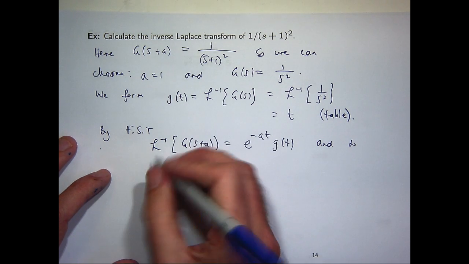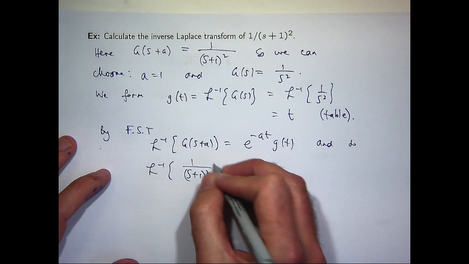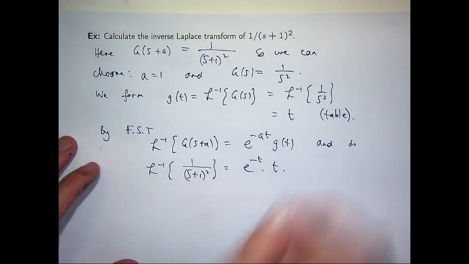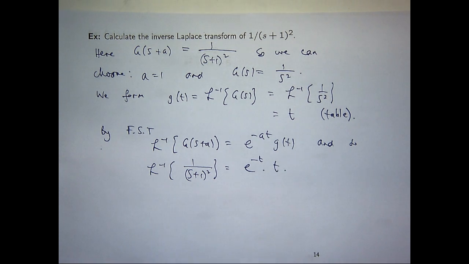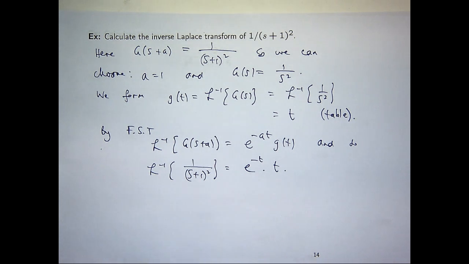So for our particular question, A is 1, and this will be our inverse transform. Okay, so how do I know I'm correct? Well, I can always take the transform of what I've just produced and show that I get my original function here. There are two ways to check this question.